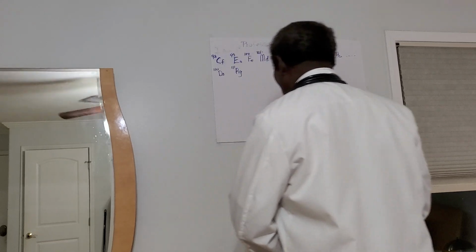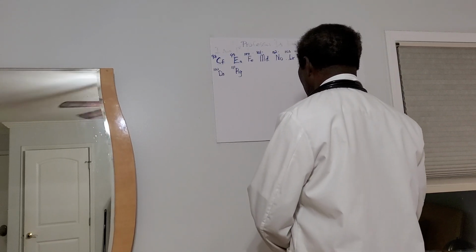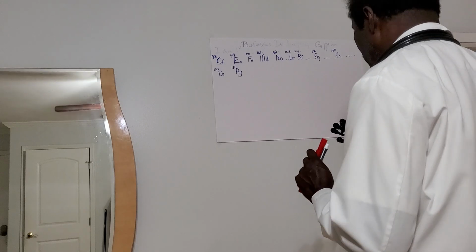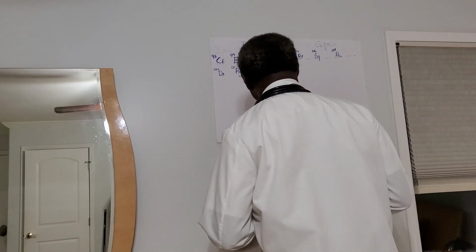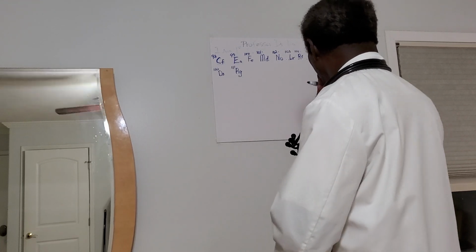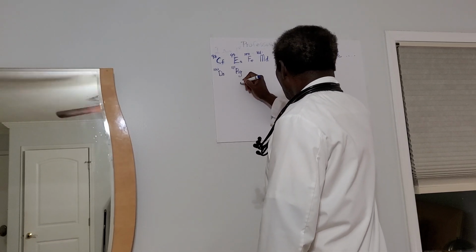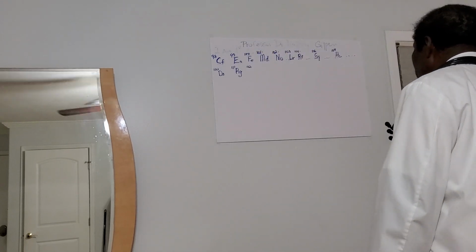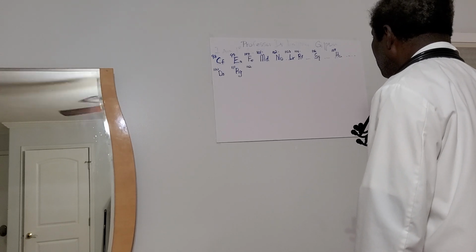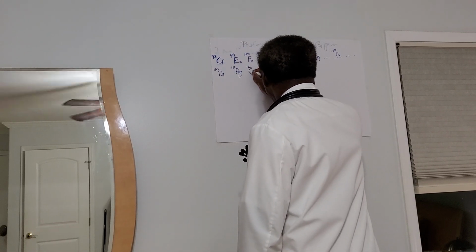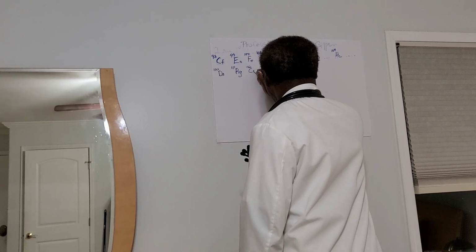I spell it as I pronounce it, Roentgenium, or something like that. It's a very delicate thing to pronounce. 111, 112 would be Copernicium.